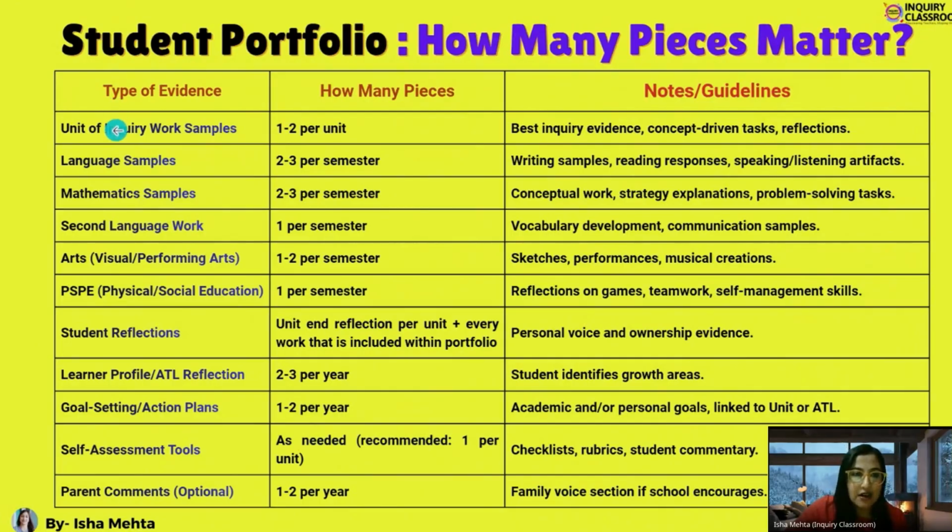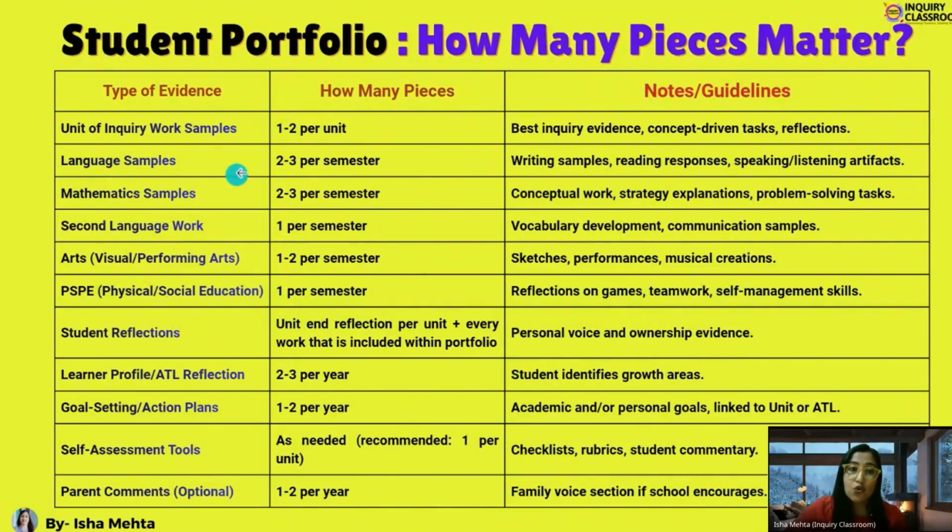So, type of evidences. For unit of inquiry samples, per unit we can think of adding 1 to 2, or maximum, I would say, 3 best pieces, but well reflected, where the teacher has given feedback and the child has worked on that and reflected on that. It has to be a really good piece of work that the child is choosing. A few examples can be the best inquiry evidences, a concept-driven task, or something that was really challenging for the child, and obviously the reflections as well.